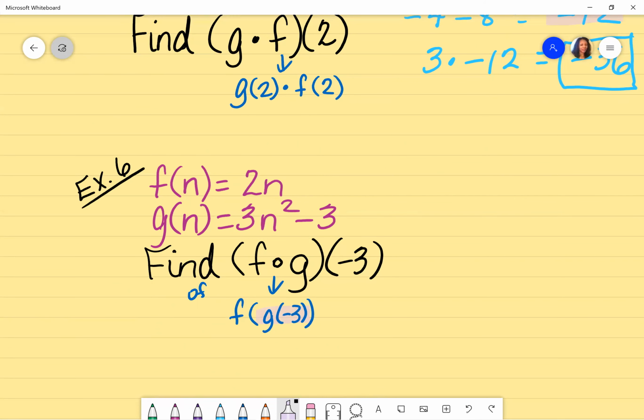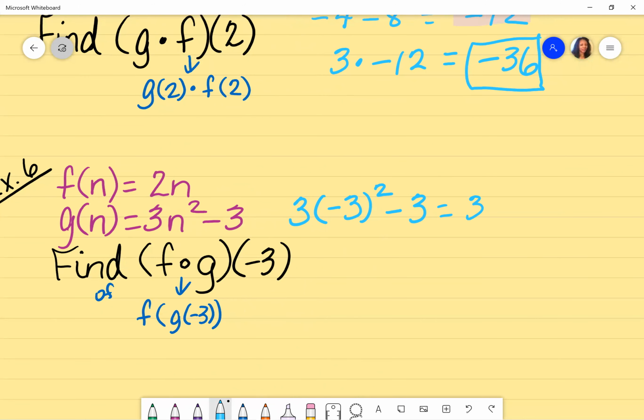I only want to replace the g of n function with -3. So that's what I'm going to do first. So 3 times, and I'm going to replace that n with -3. I'm raising it to the second power minus 3. When I simplify this out, I end up with 3 times 9. Do not try to multiply this and then raise it to a power. That's not what that means. Okay, and a negative times a negative is always a positive. That's why it's a positive 9 minus 3. And once I simplify, 27 minus 3 is 24. So this is my answer for the g of n portion.